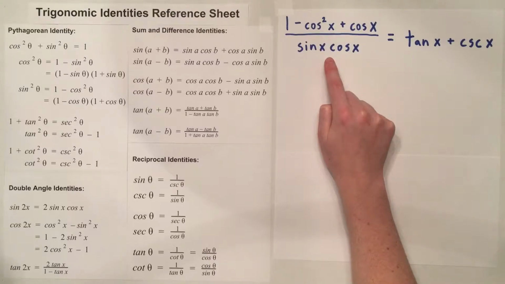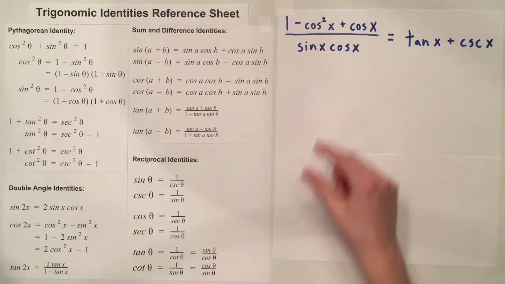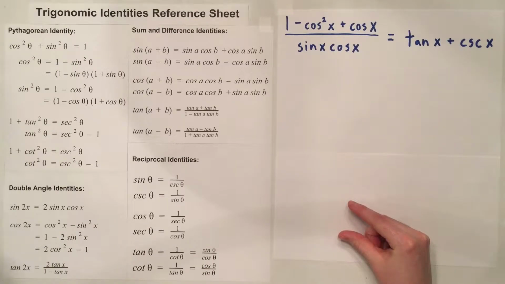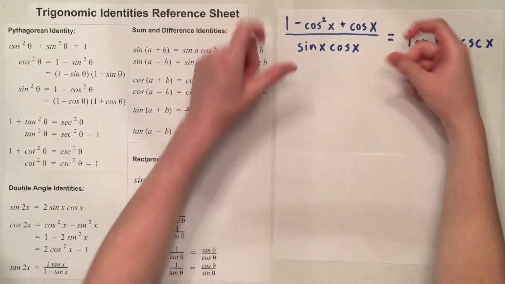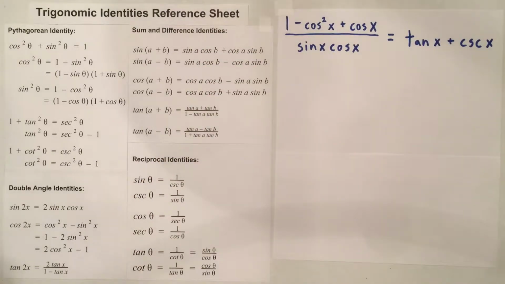Now, my end goal in this proof is to manipulate this part of the equation so that in the last step I have tan x plus cosecant x is equal to tan x plus cosecant x. So I basically want to transform this into tan x plus cosecant x. So now I'll show you how I would do this.